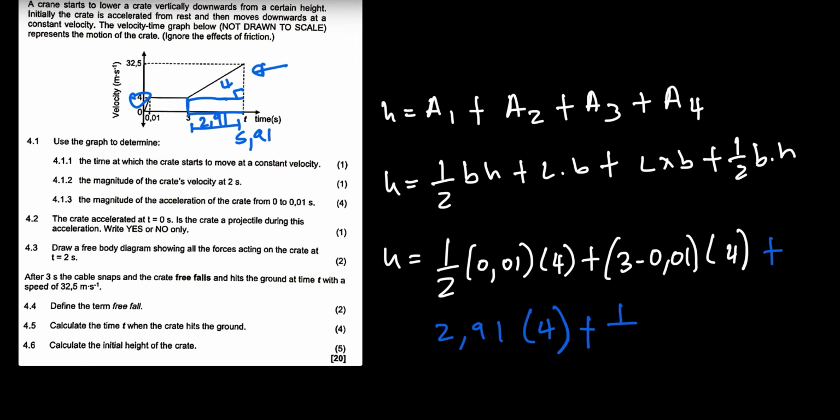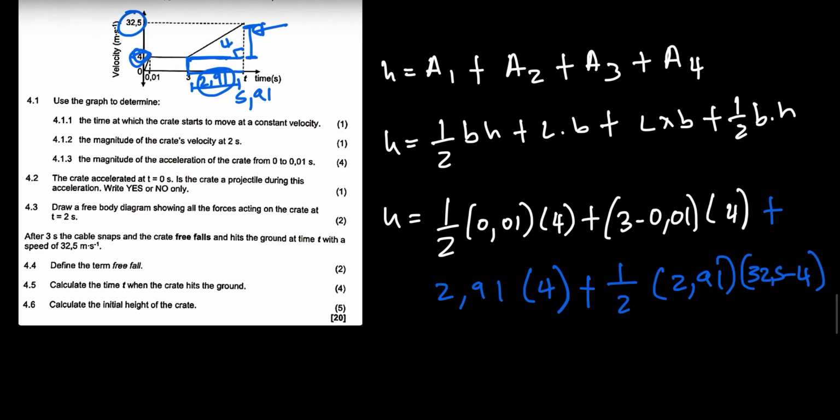So that is going to be 1/2. The base is how much? The base is still this time, which is 2.91. And now what is going to be the height? The height is going to be from here to there. So that should be 32.5 minus 4. So we're going to say that is 32.5 minus 4.